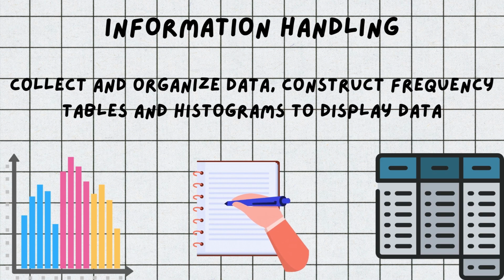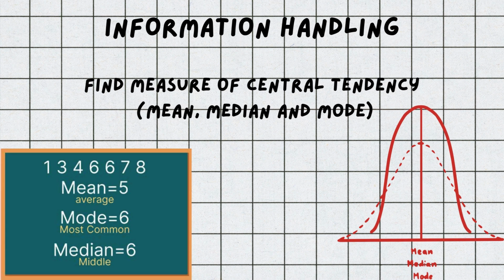Collect and organize data. Construct frequency tables and histograms to display data. Find measures of central tendency: mean, median, and mode.